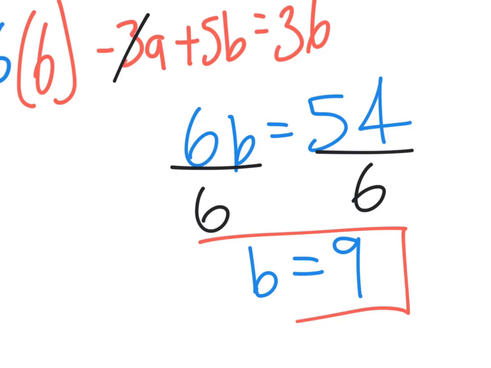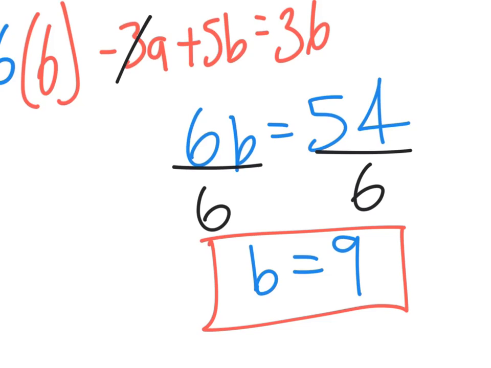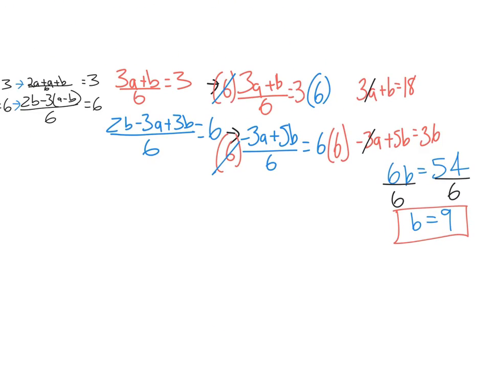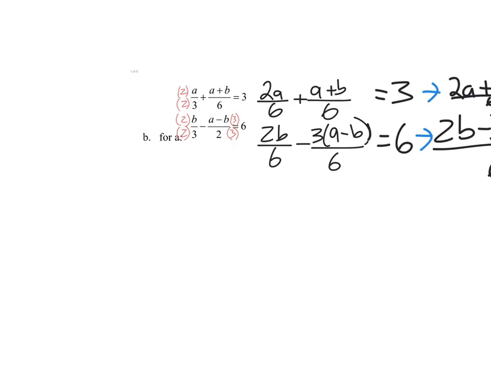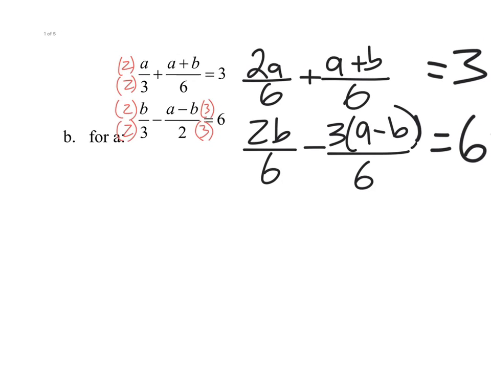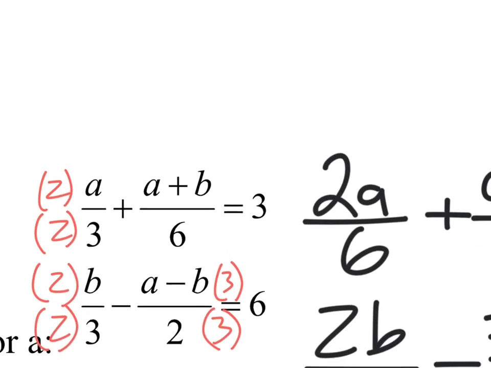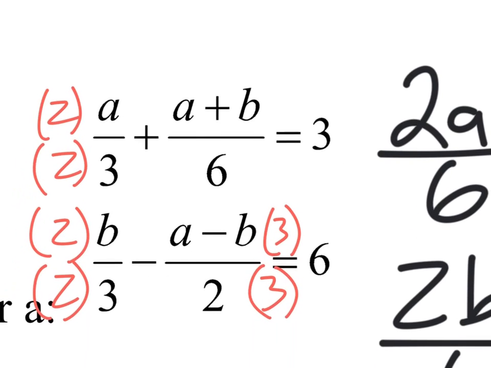Great. So we figured out what b is. We now got to determine the value of a. So let's go back to the beginning. Wow, we did a whole lot. We're going to return to this very original equation. And we know that b is 9. And so what we could do is we could plug that right into this very first equation.